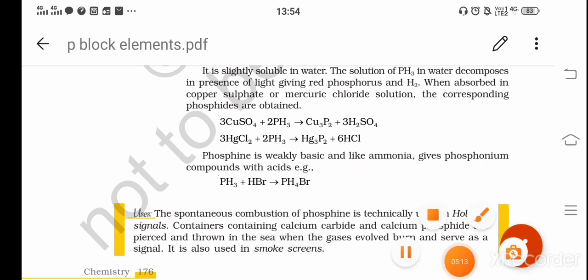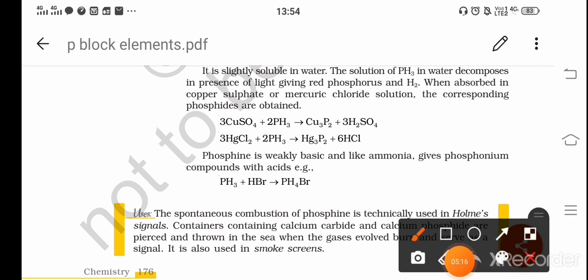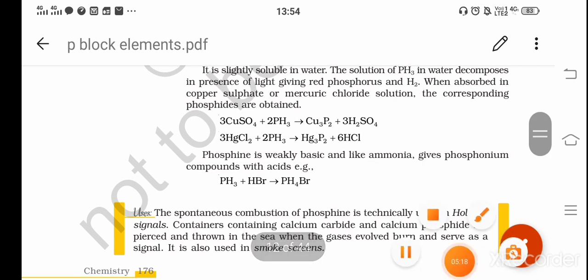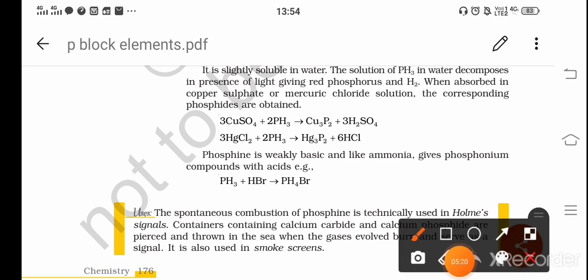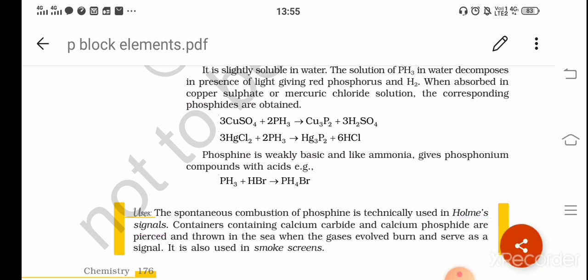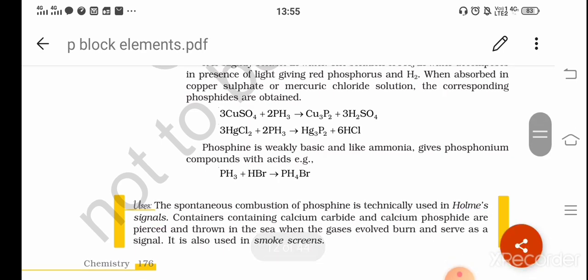Now coming to the uses, which are very important, it is used in the Holme's signal. Now what is a Holme's signal? Calcium phosphide is treated with water and it creates smoke when combusted in air to give a Holme's signal. Containers containing calcium carbide and calcium phosphide are pierced and thrown in the sea. When gas evolves, it gives a burning signal and serves as a smoke screen.